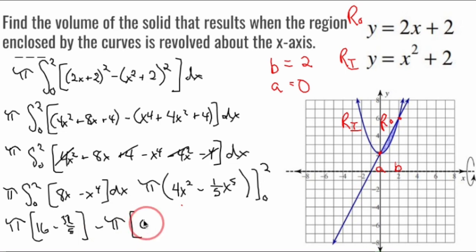times 0. Oh, look at that. If I plug in 0, I get 0 minus 0, which becomes 0, which makes all that 0. So I'll just completely erase you to make my life a little bit easier. 16 minus 32 over 5. Ugh. I'll consult Siri. 16 minus 32 fifths. The answer is 9.6. So this final guy is going to be 9.6 pi.